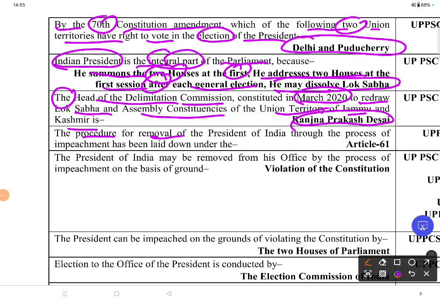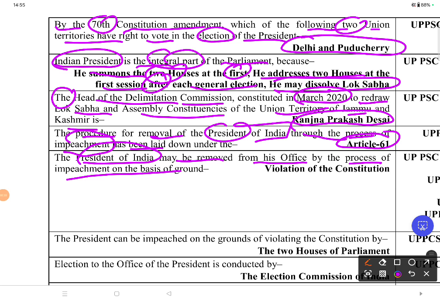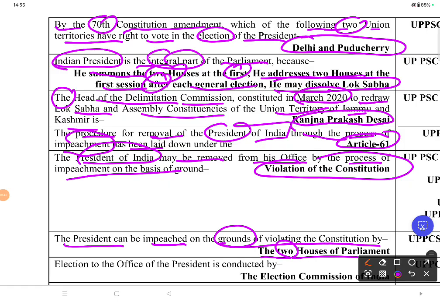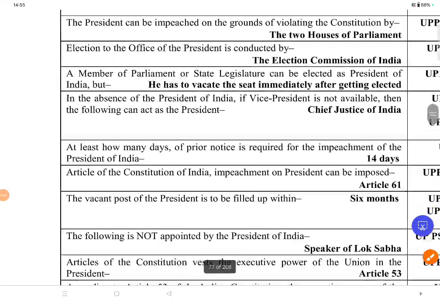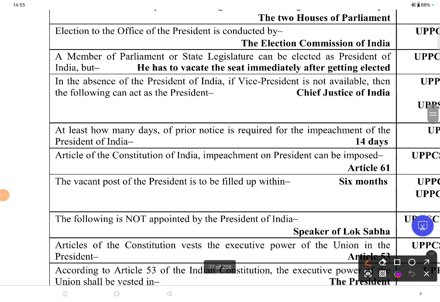The procedure for removal of President of India through the process of impeachment has been laid down under the Article 61. The President of India may be removed from his office by the process of impeachment on the ground of violation of the Constitution. The President can be impeached on the grounds of violating the Constitution by two houses of Parliament. The election to the office of President is conducted by Election Commission of India.